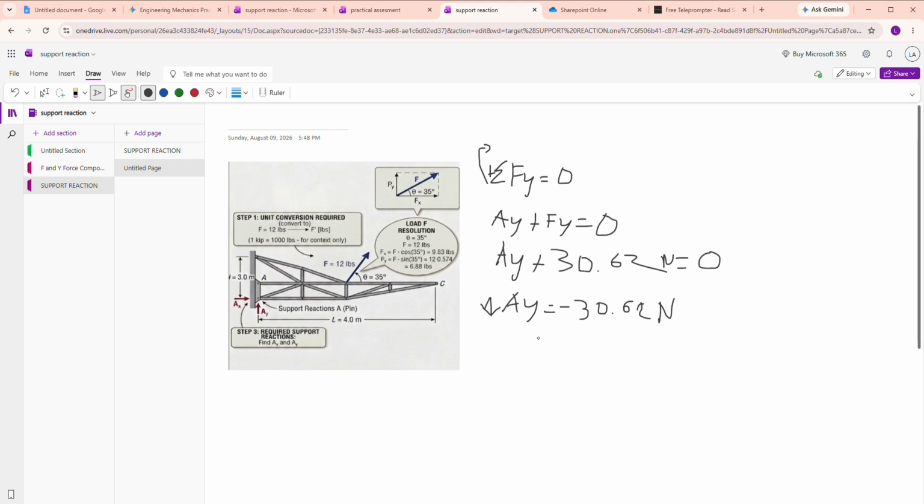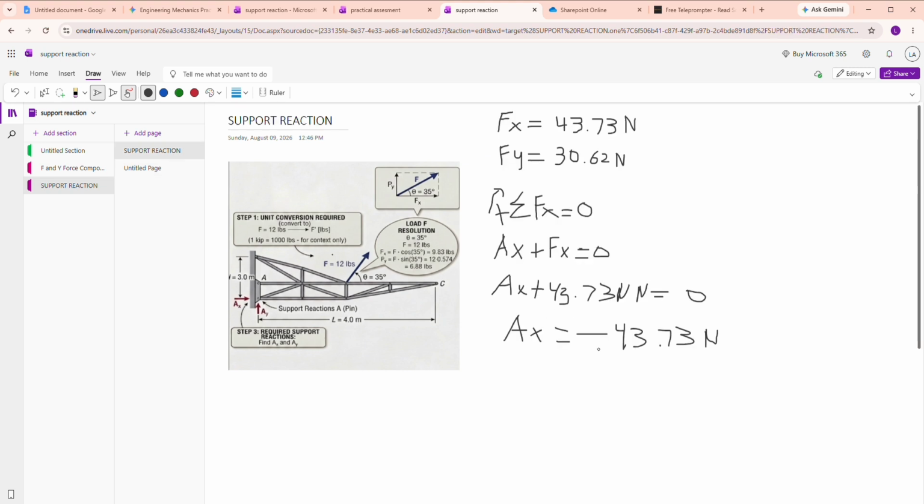And that's all for our support reactions, the Ay and our Ax. Thank you very much for your time and attention, and I hope this presentation clearly demonstrates static equilibrium principles.